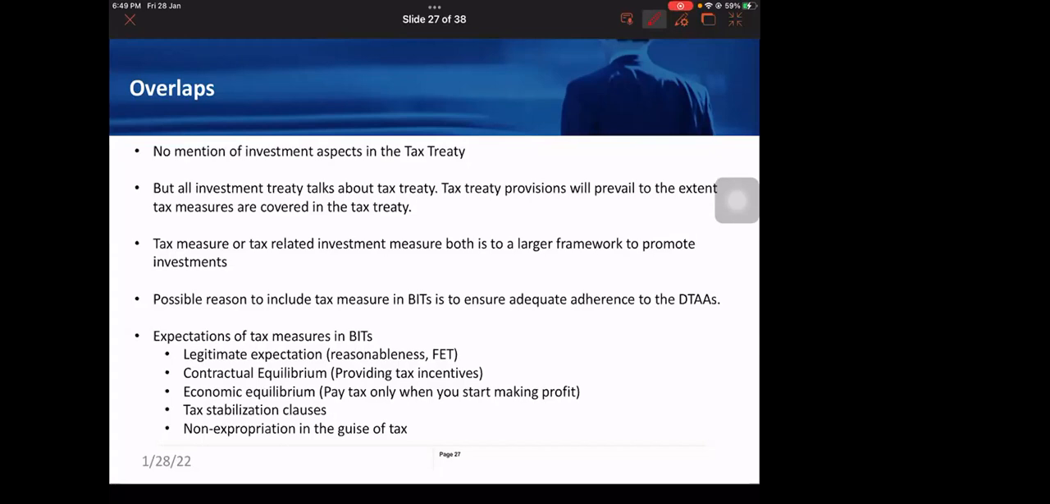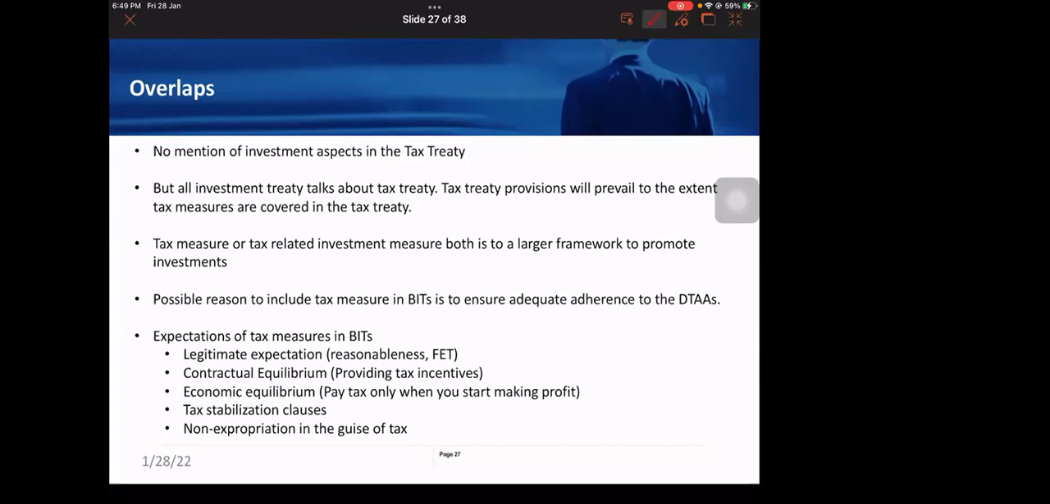Now, what generally are the expectations of tax measures that they're looking at is legitimate expectation. That is, the tax measure should be reasonable, with fair and equitable treatment, provide tax incentives, whatever you have committed to, you give it to me.